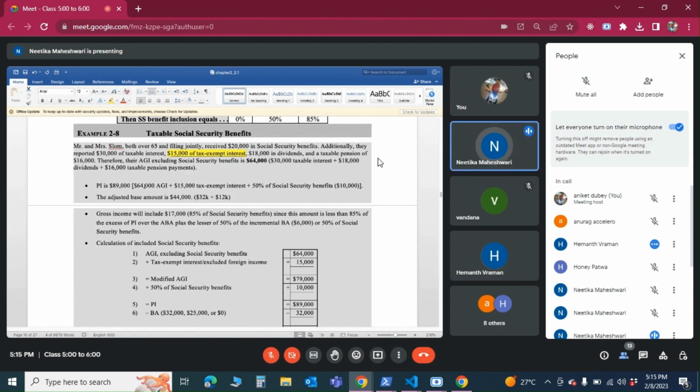Let's just stop here. So what they're saying is that AGI excluding benefits is $64,000. Which numbers are they picking up from here? Anyone else? Vinita?